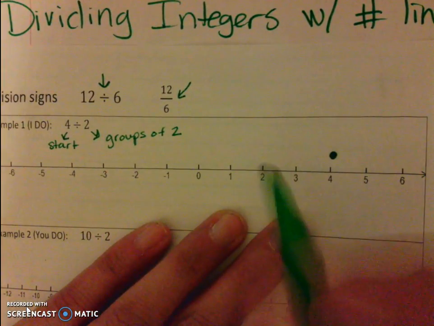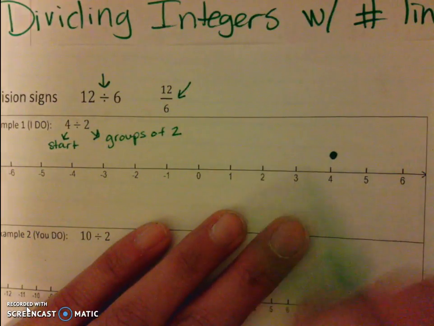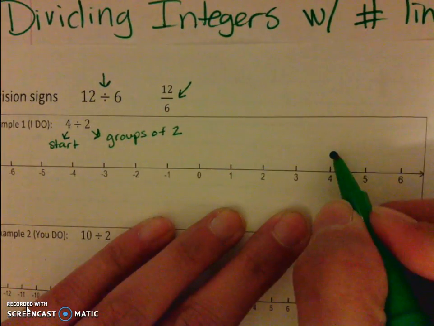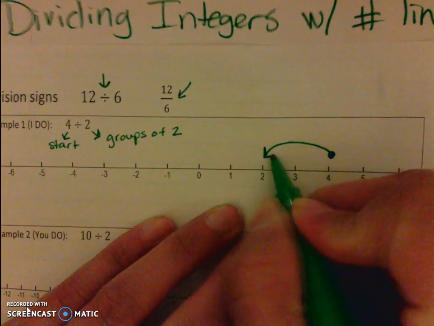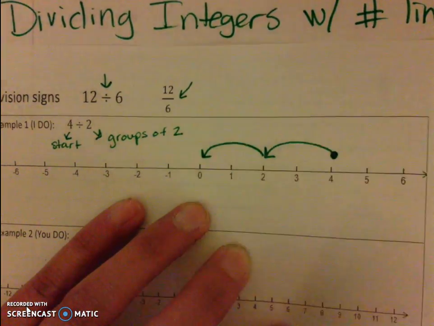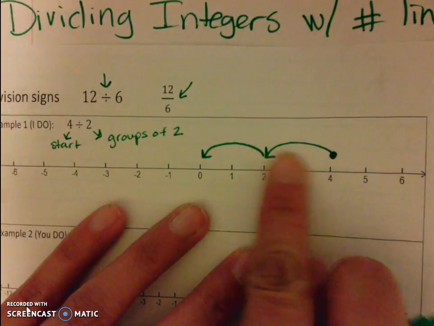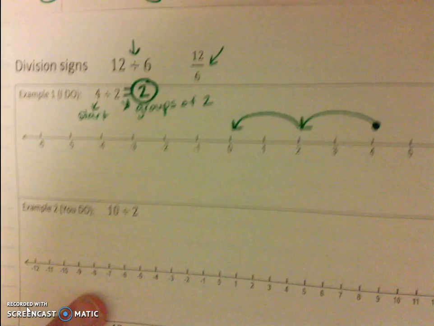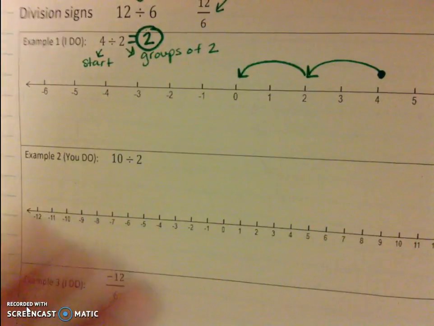Until I get to 0, because remember, division is just repeated subtraction until you have nothing left. So we're going to make groups of 2 until I get to 0. So from 4, I'm going to go to 2. That's 1 group. Then from 2, I'm going to go to 0. That's 2 groups. So how many groups did I make? I made 2. So my answer is 2. So 4 divided by 2 is 2. Okay, so go ahead and pause the video and try number 2.